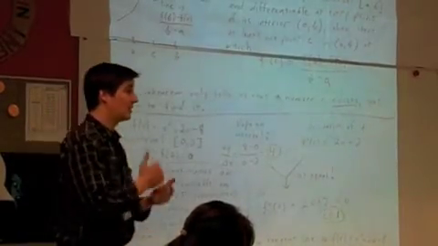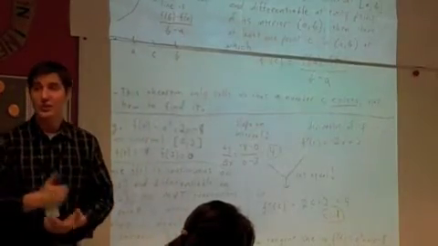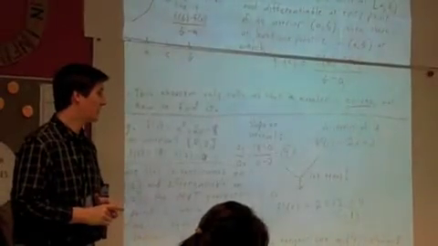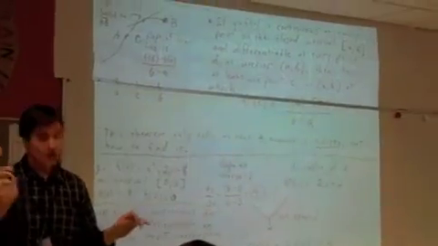It just says, if this and this happen, then I guarantee you that at some point the derivative is equal to the average rate of change on the interval. That's all it says. Nothing more, nothing less. So let's get into it.